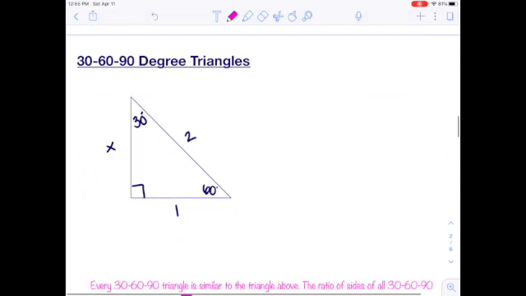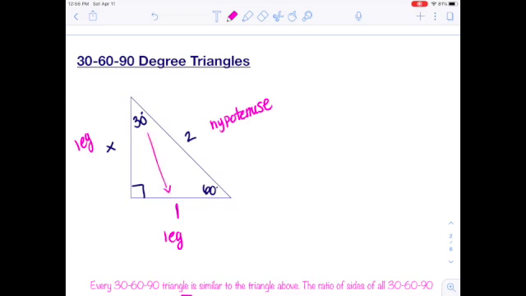Moving on, we've got our 30-60-90 degree triangle. So here's an example of our 30-60-90. You've got our smallest side, which I called 1, and our 2, our hypotenuse. So we've got a leg, and our other leg would not be congruent in this triangle because our legs are opposite different angle measures. So one will be bigger than the other.